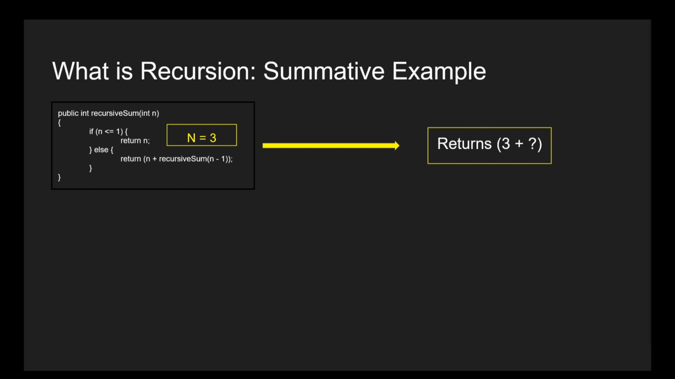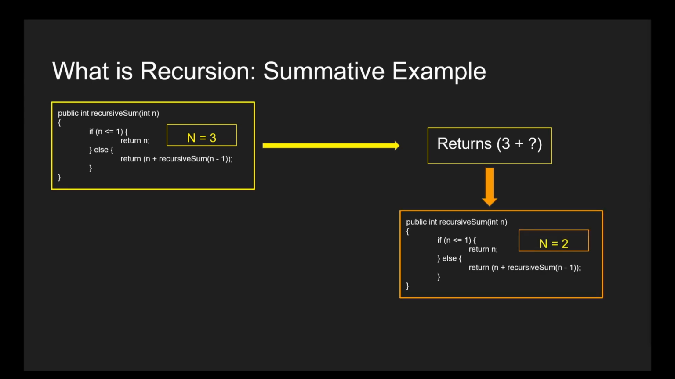We don't know what the returning value of recursive sum with an n of 2 is, so we have to go through the function again, only this time n is 2. Again, n is not less than or equal to 1, and so this function will go into the else statement and return 2 plus another recursive statement, in this case the returning value of recursive sum with an n of 1.